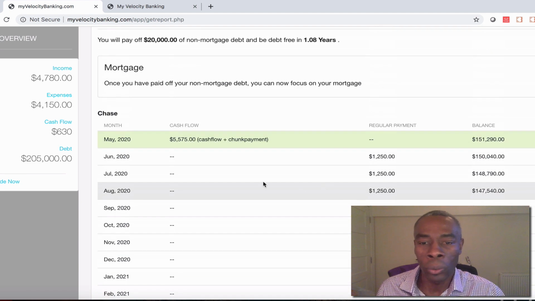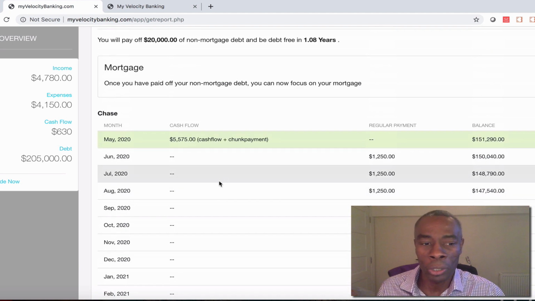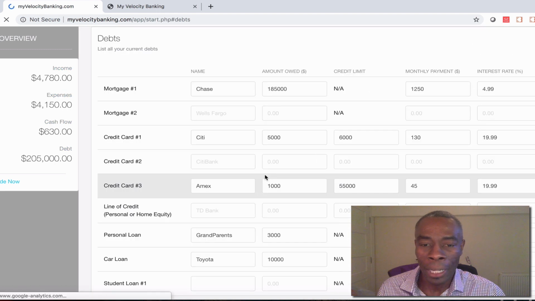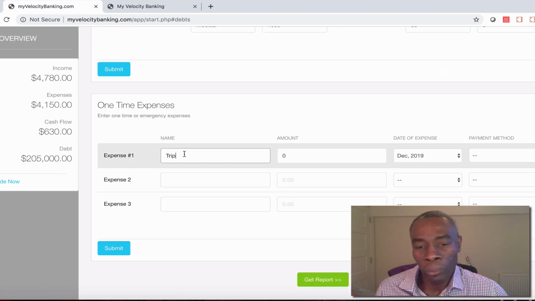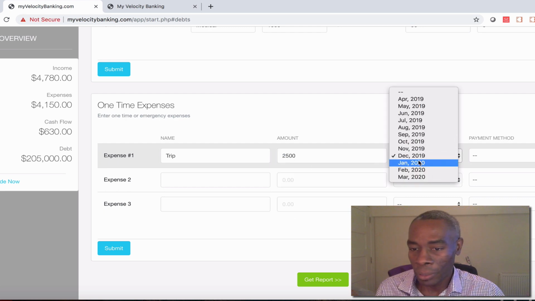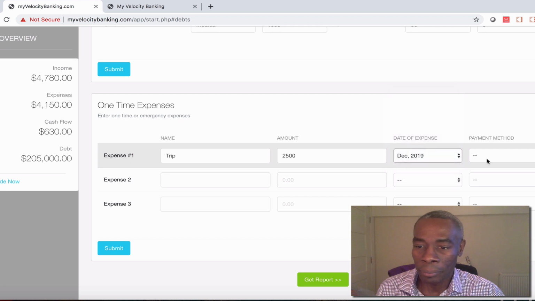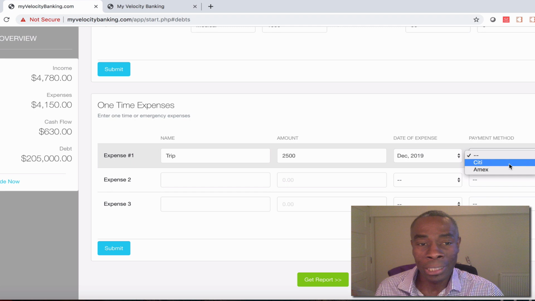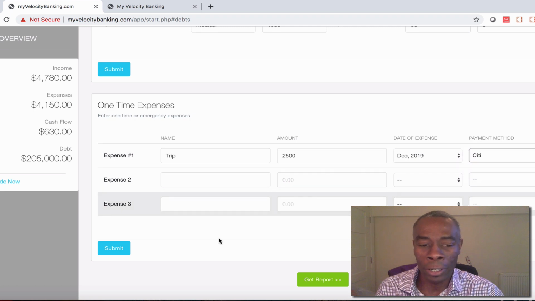Now, what if you want to do a one-time expense or we have an emergency? So we go back here, and now let's say we're going on a trip, and the trip's going to cost us $2,500, and we're not going to have that trip till December, near the end of the year. We haven't booked the trip yet, but we're thinking we're going to put this trip on the Citibank card.